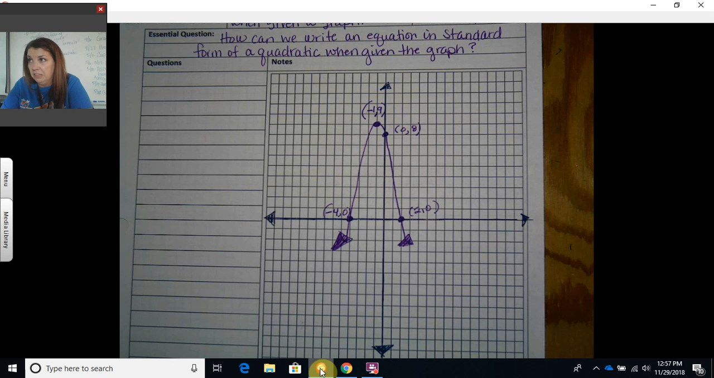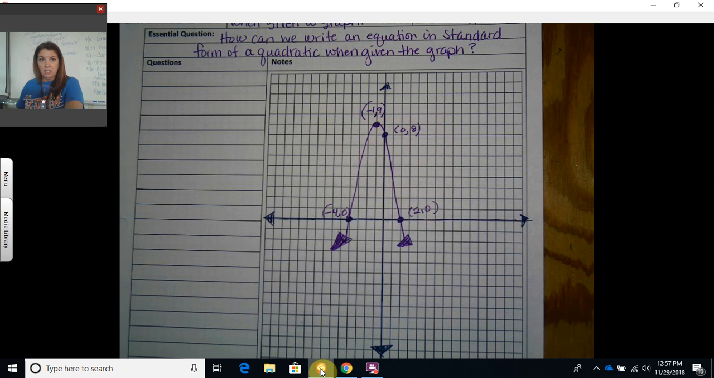So again, I'm going to use the question side of the notes to write the steps down. I don't want to write them on the grid part because those lines are dark and it's hard to see. Okay. So the first thing we're going to do is we are going to identify the y-intercept.